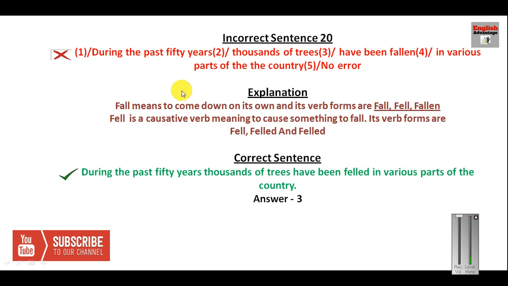This explanation I have given here, you can go through this explanation and this concept will be clear to you. So the correct sentence will be, during the past 50 years, thousands of trees have been felled by the people in various parts of the country. So this is also very important from the examination point of view. And this tutorial will also be helpful in sentence improvement, in Cloze Test, and in all the competitive exams, including NDA, CDS, management exams, SBI PO, SBI Clerk. So all the typical sentences I have taken.